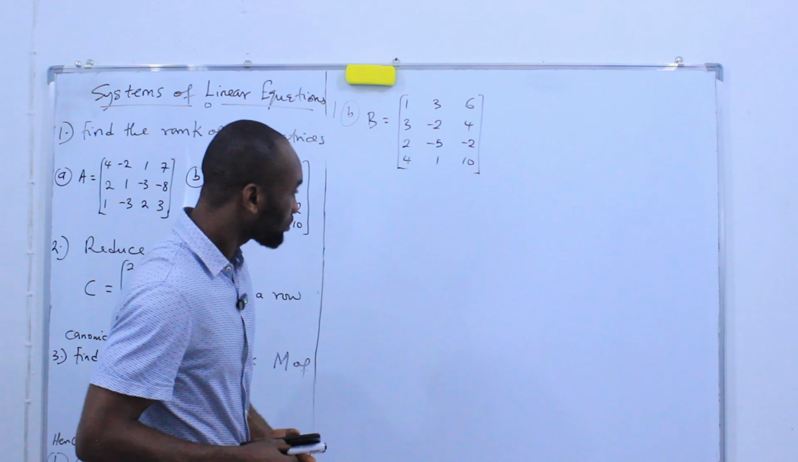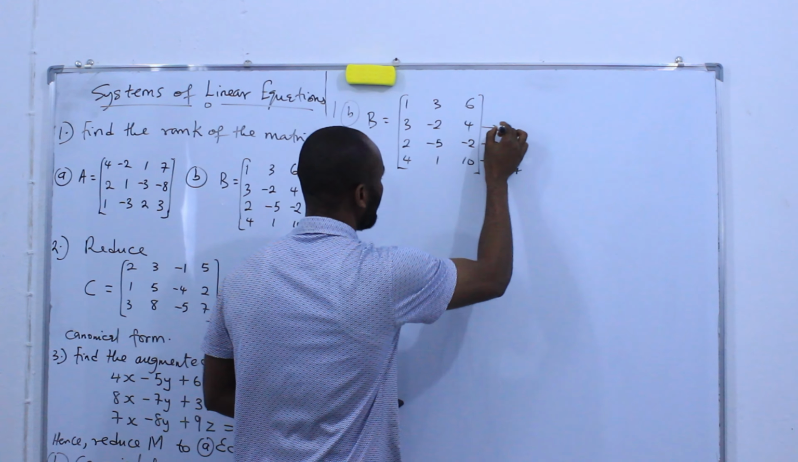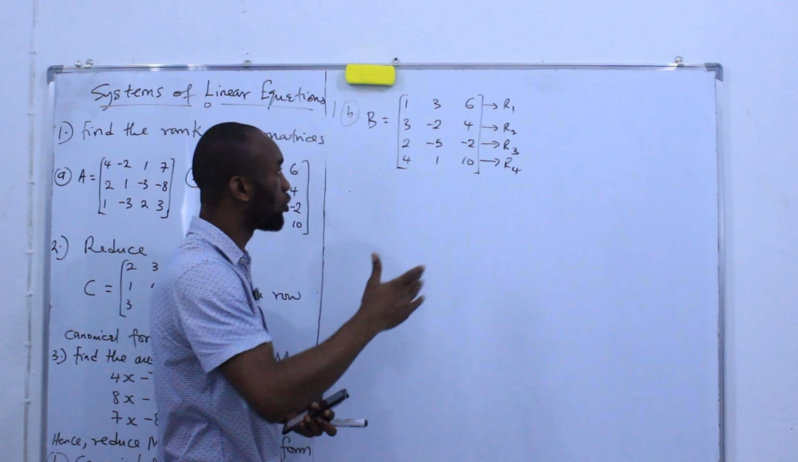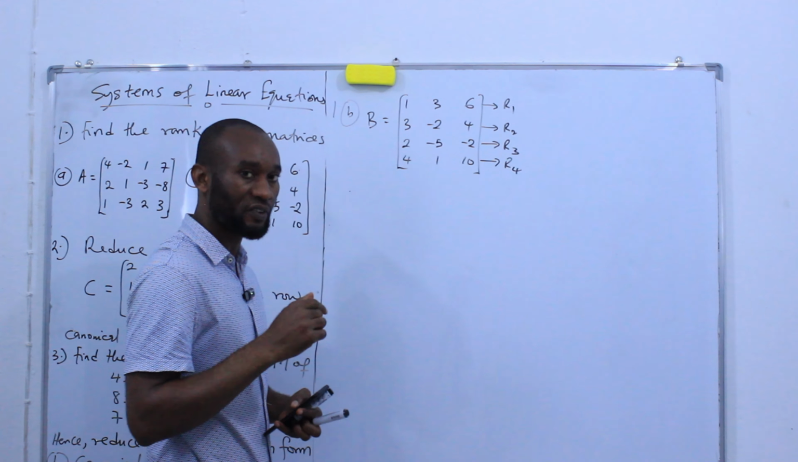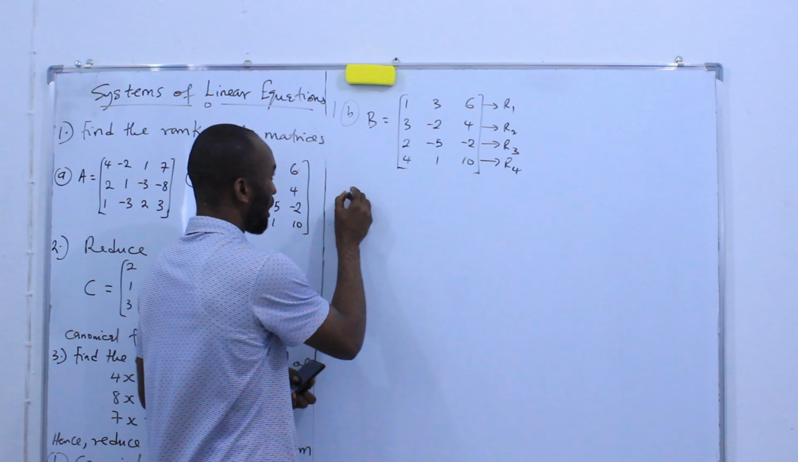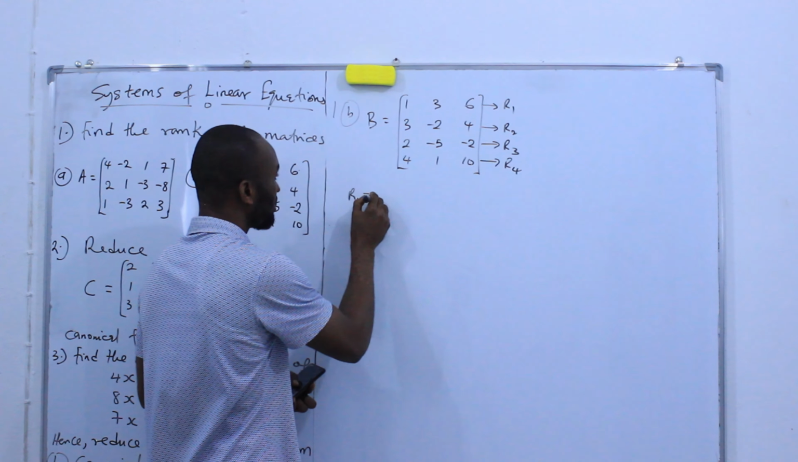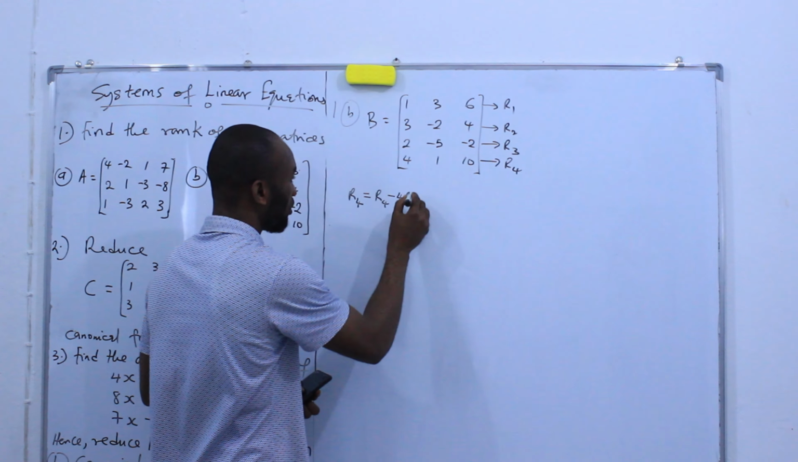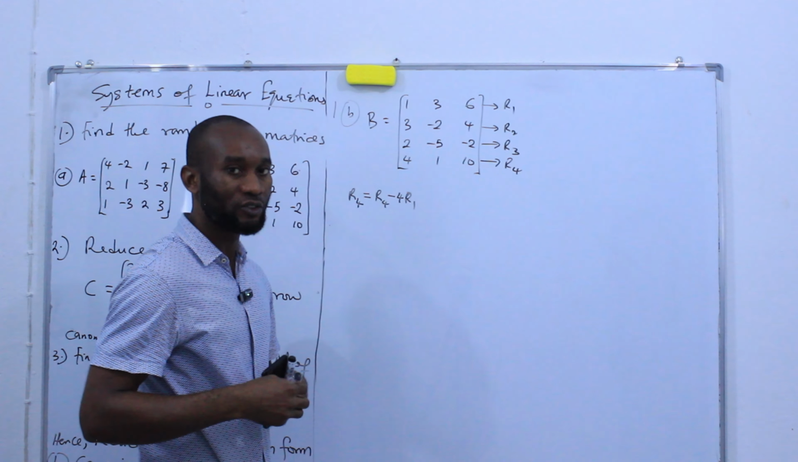Now, we are going to perform 3 row operations here. This is row 4, row 3, row 2, and here we have row 1. So I'm going to perform about 3 row operations first, and see the situation of the matrix. First, we are going to have R4 equals R4 minus 4 R1, using R1 as a leading row.